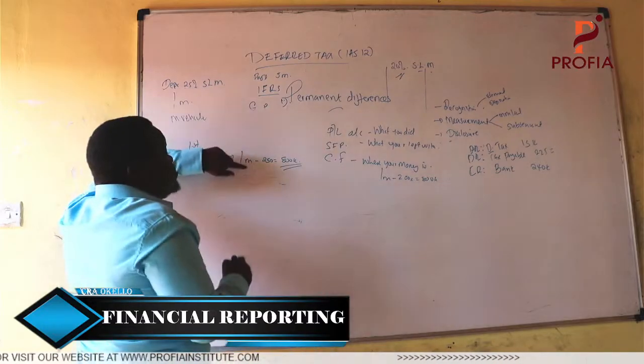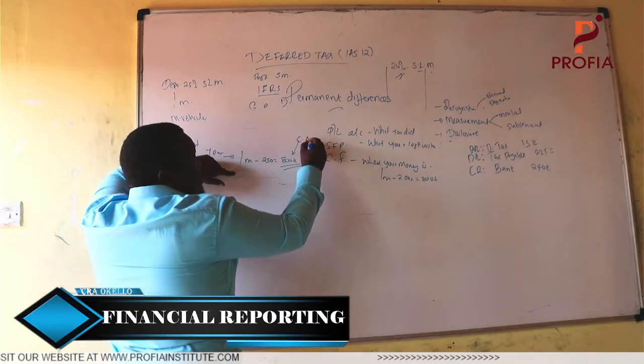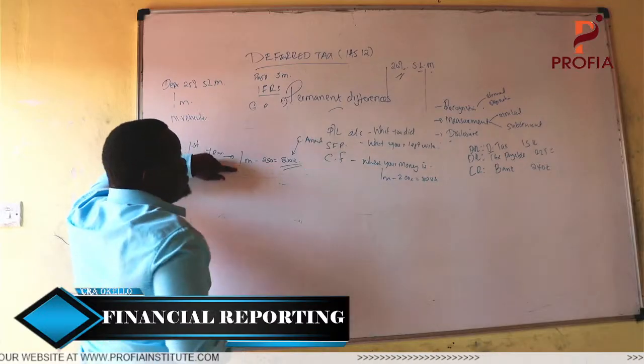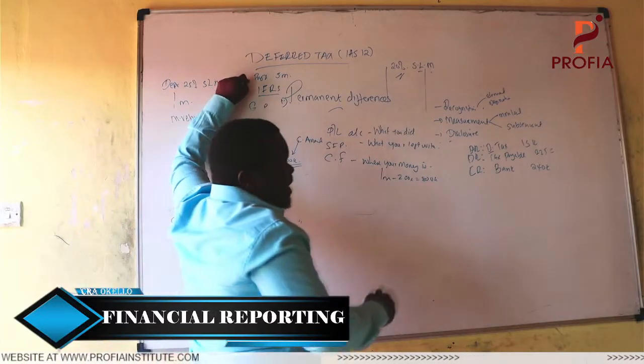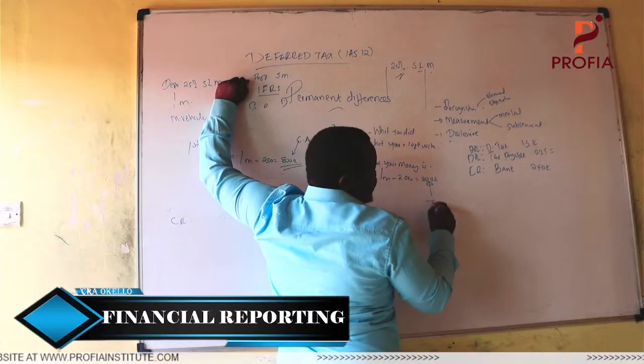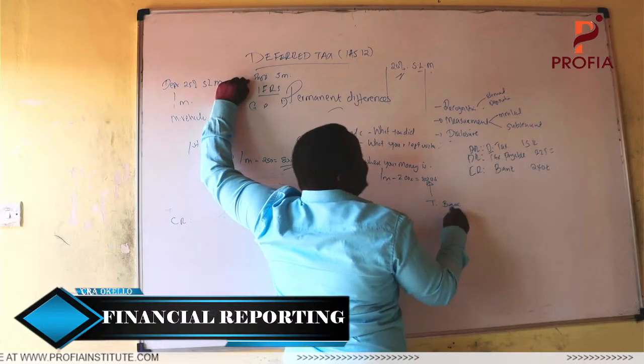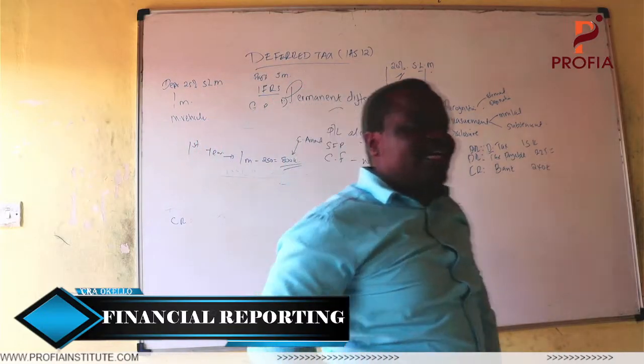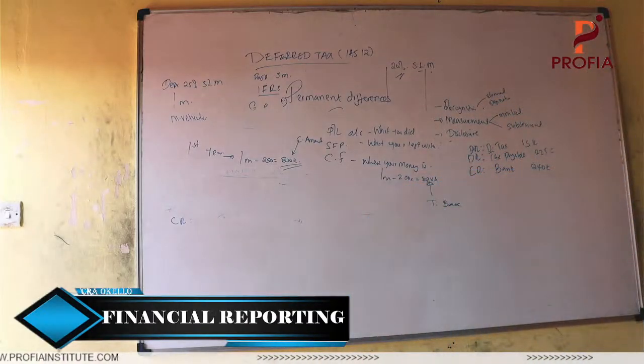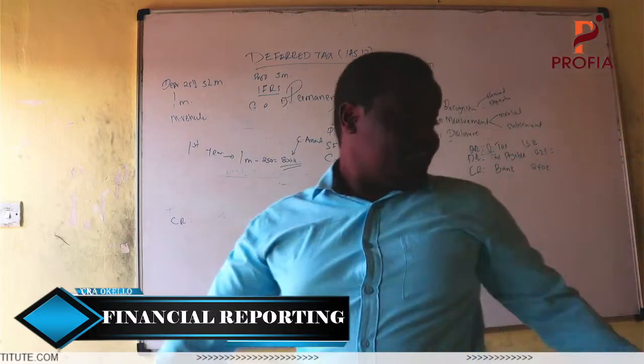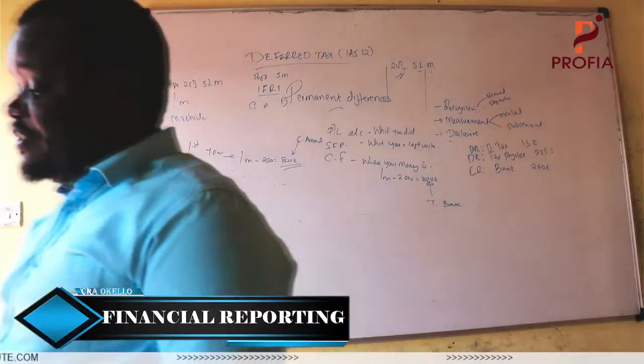So I will call this one carrying amount. Why? Because I have used IFRS. I will call this one tax base. Why? Because I have used KRA. We'll show a difference. I show a small table to depict what you just said.